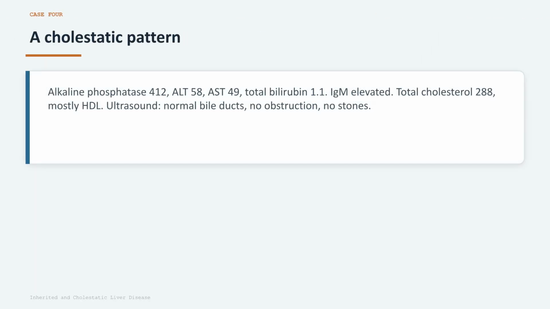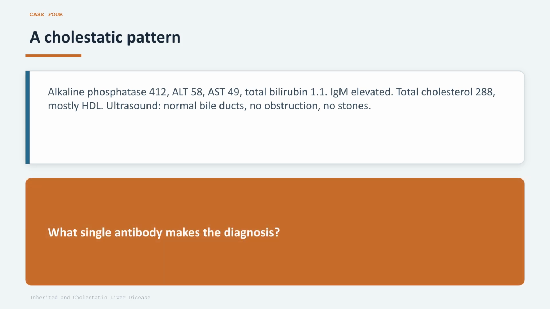Her labs show a striking pattern. The alkaline phosphatase is 412, while the transaminases are only mildly elevated. The bilirubin is normal at 1.1. Her immunoglobulin M is elevated. Her total cholesterol is 288, and most of it is HDL. Ultrasound shows normal bile ducts, no obstruction, no stones. So this is intrahepatic cholestasis in a middle-aged woman with itching and autoimmune disease. What single antibody makes the diagnosis?